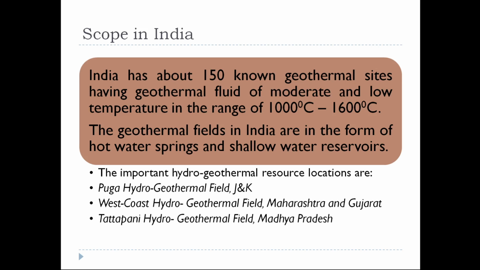In India, the important hydro geothermal resources locations are in Jammu Kashmir, Maharashtra, Gujarat, and in Madhya Pradesh. So India has about 150 geothermal sites in the temperature range of 1000 to 1600 degrees Celsius, mainly in the form of hot water springs and shallow water reservoirs. But we are using it in very limited amount, the geothermal energy extraction, compared to the other renewable energy sources.